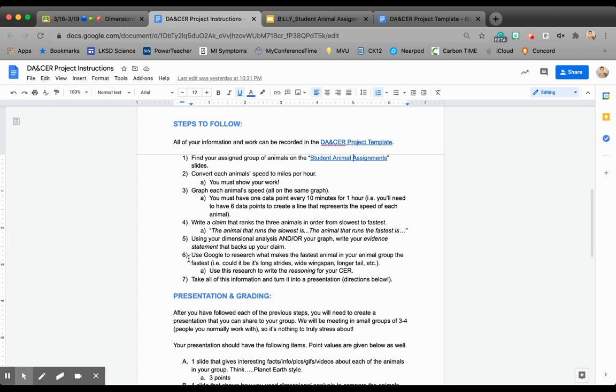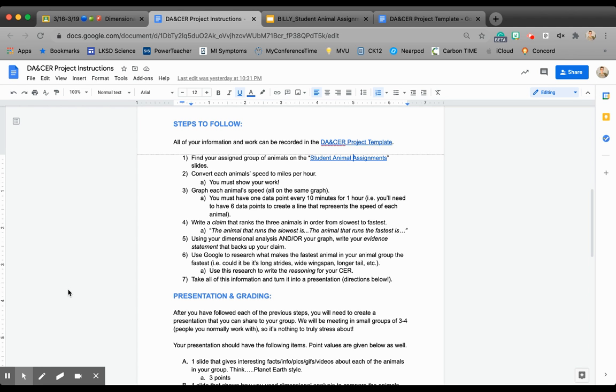Then you get to part 6. It says, use Google to research what makes the fastest animal in your animal group the fastest. There's scientific research on this. It could be the fact that they have loosey-goosey ligaments that allow the animal to really stretch into some long strides.